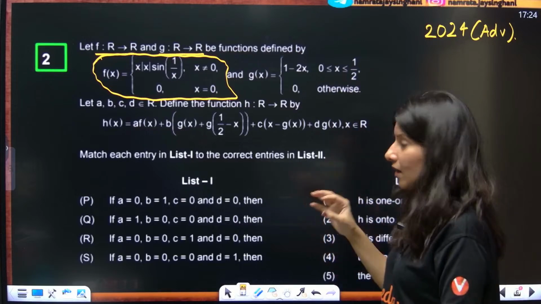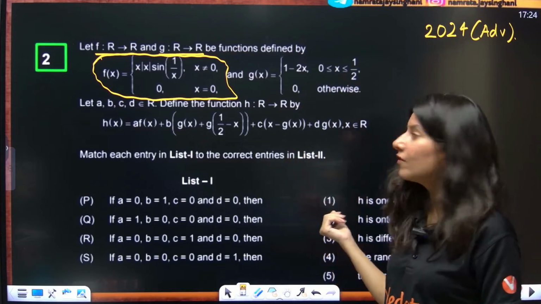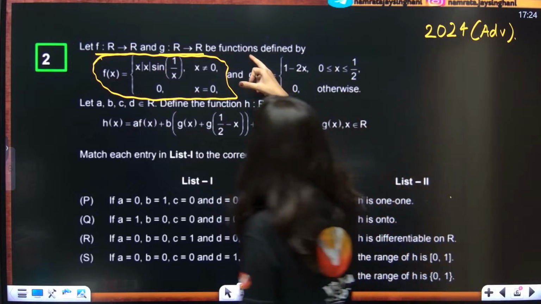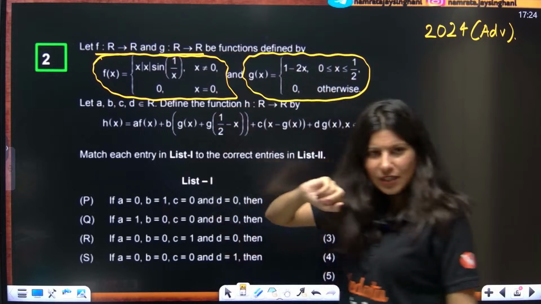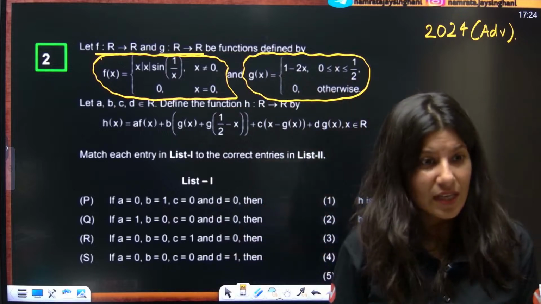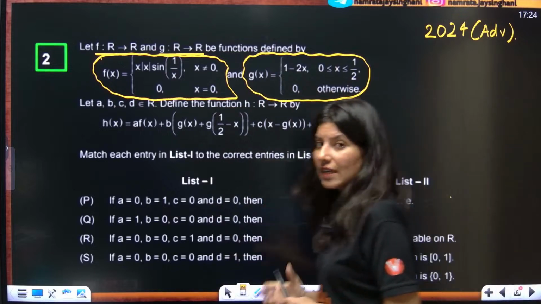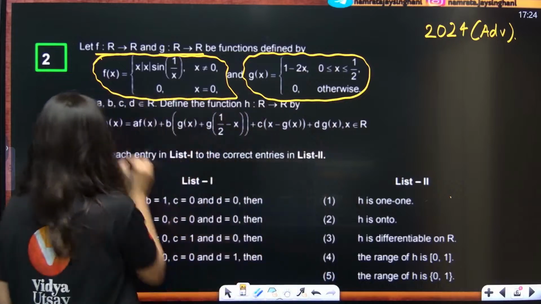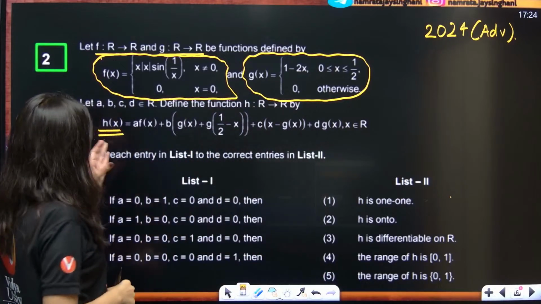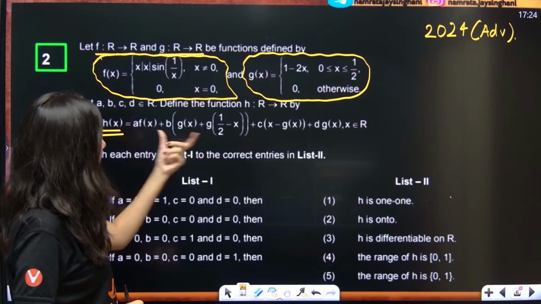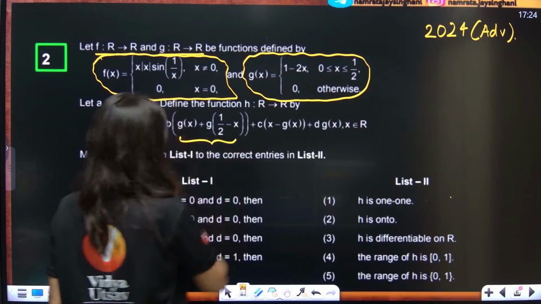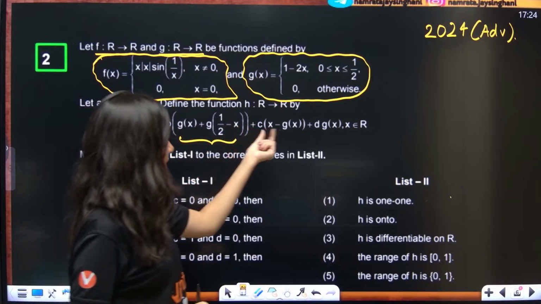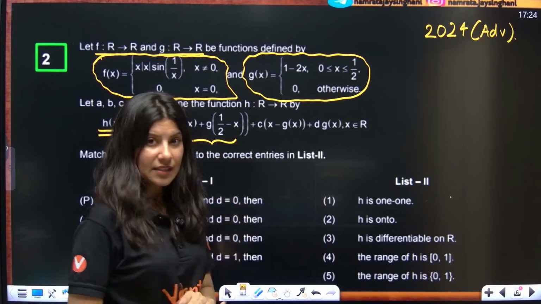x raised to power something into sine 1 by x. Then we have this function which is g(x), which is also not a very difficult function to decode. Yes, two functions. Now using f(x) and g(x), we have h(x). h(x) is a f(x) + b g(x) + g(1/2 - x), this is something which we need to deal with, and c(x - g(x)) + d g(x).